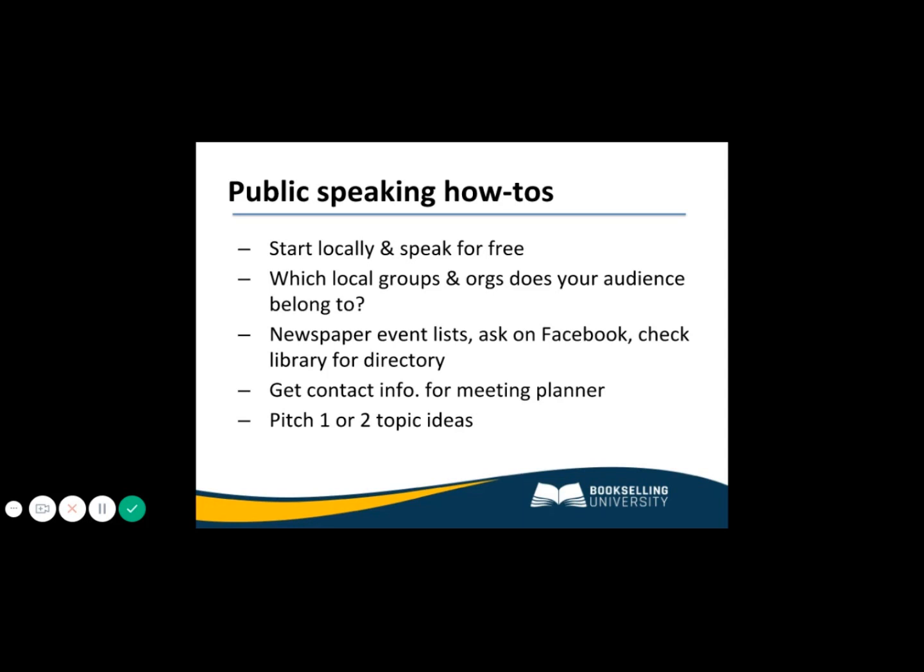And then once you know what the organizations are, then you need to get the contact information for the meeting planner. And again, if you know somebody who's a member, they can generally provide that information. Local chapters of associations often have websites, and they have that information on their websites as well. So who do you want to talk to? What groups do they belong to? What other groups serve that audience? Who is the meeting planner? What is their contact information?